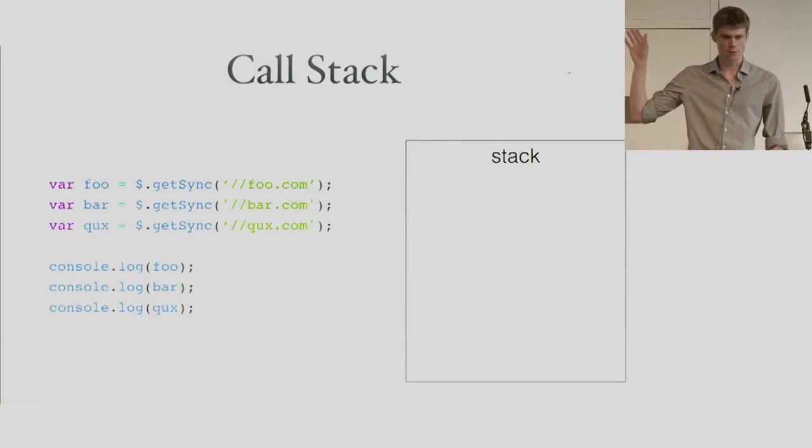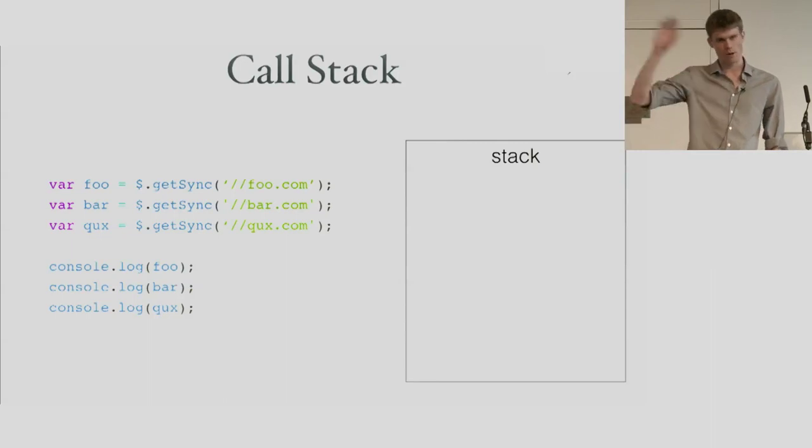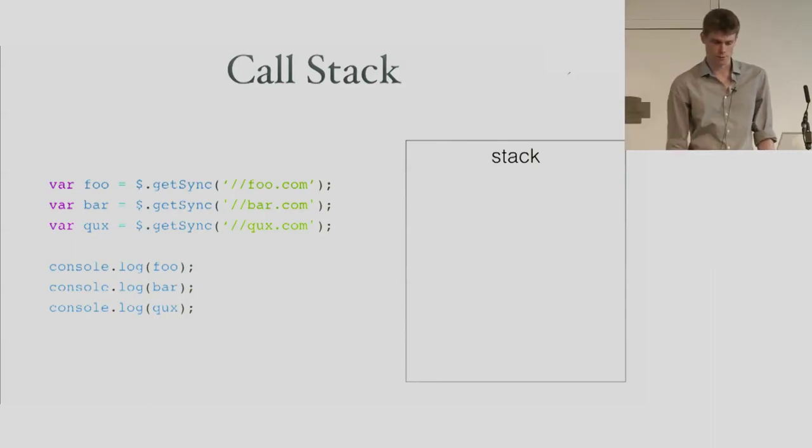So this isn't real JavaScript. Put away your thoughts of async and callbacks and stuff for now. Let's pretend that we had a synchronous call to a network, to a URL. So getSync here is going to go away and grab some JSON or something from foo.com, then bar.com, then quux.com.